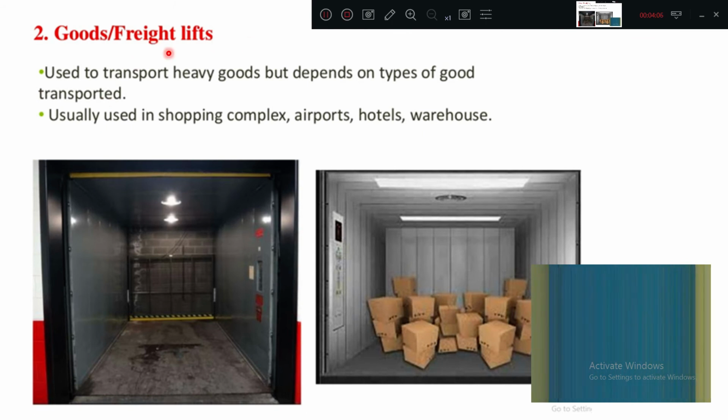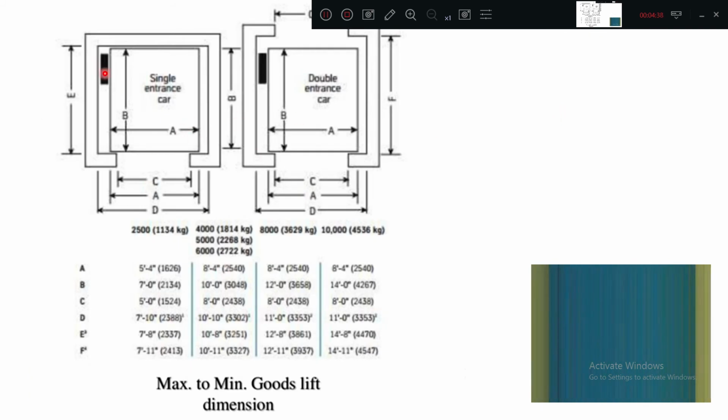Goods lift or freight lift, these are generally used in big godowns or stockyards. They are used to transport heavy goods, but it depends on the type of goods transported. So what type of goods? Maybe some car, maybe some big boxes, containers. All those things will decide the car size or the lift size. They are usually used in shopping complexes, airports, hotels and warehouses. So this is the typical dimension.